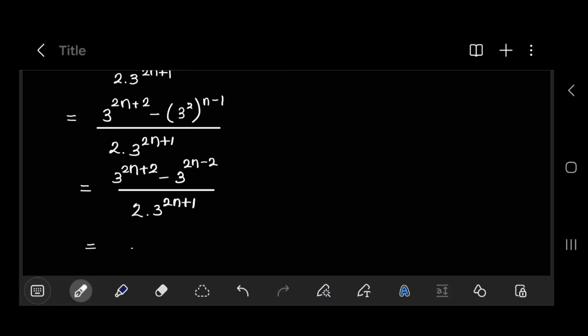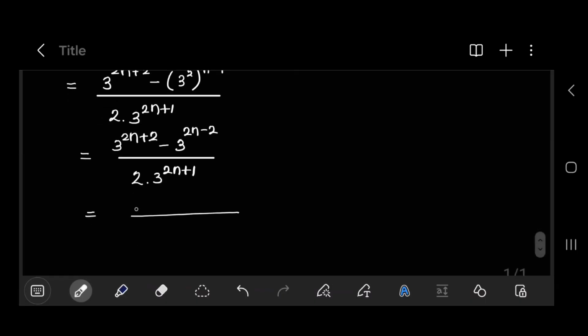Now, your bases in the numerator have more than one exponent on them, so I'm going to split them up. I'm going to write it as 3 to the power 2n times 3 squared minus 3 to the power 2n times 3 to the power negative 2. And I'm going to do the same thing in the denominator, 3 to the power 2n times 3 to the power 1. Now, why do we do this?